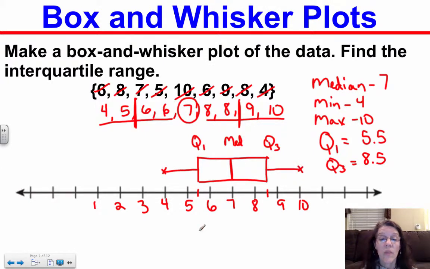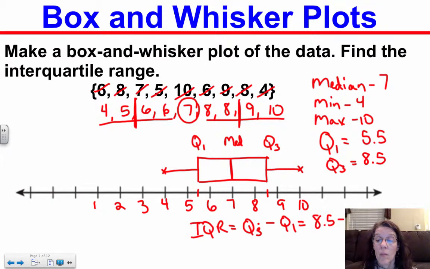Now the other thing that we can figure out would be our IQR, or interquartile range. That is Q3 minus Q1, which is 8.5 minus 5.5, which is 3. It says this from quartile 1 to quartile 3 is 3 units. And it just tells us how far apart our spread is. It tells us if our quartile 1 and quartile 3 are close to each other or if they're spread further apart.